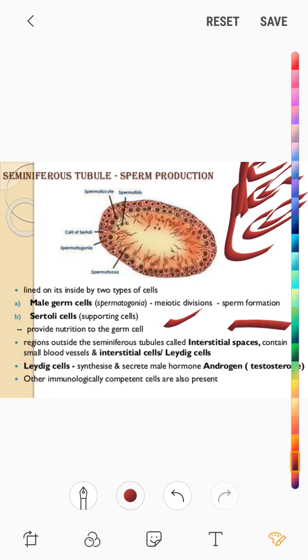There are Sertoli cells, which we call nurse cells, they are supporting cells. It means they provide nutrition to the germ cells during development. When sperms develop, Sertoli cells give them nutrition.